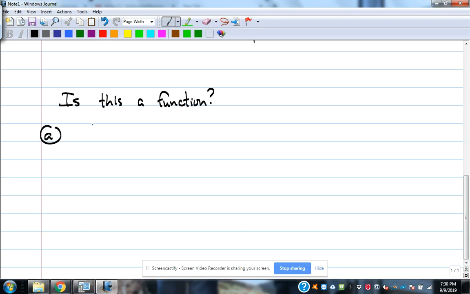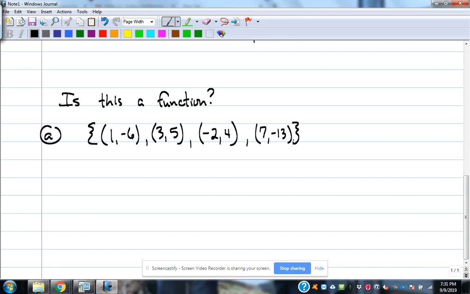We'll start with example A. We'll start with 1, negative 6 as an ordered pair, 3, 5, negative 2, 4, 7, negative 13. So they can list a relation as just a list of ordered pairs. Does this one meet the criteria to be a function? Does it have repeated x values, or no repeated x values? So it's okay. Yes, it is a function.